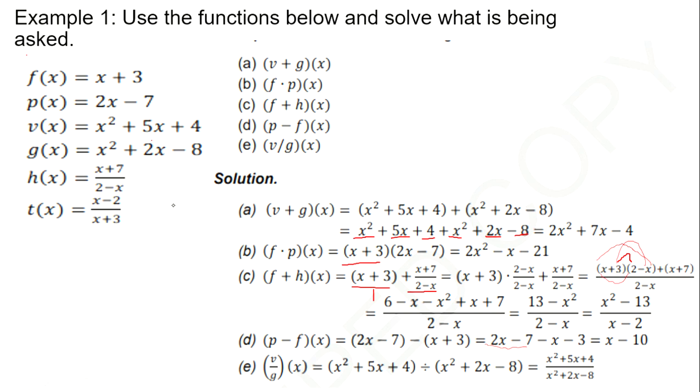So the last one here is b over g of x. The value of b of x is x squared plus 5x over 4. The value of g of x is x squared plus 2x minus 8. So we divide that, and this will be the final answer. Take note, you can simplify this if you can factor the numerator and denominator, and cancel if there are the same factors in the numerator and the denominator.